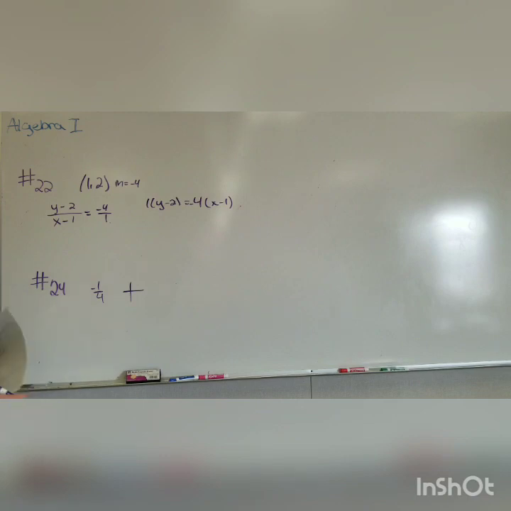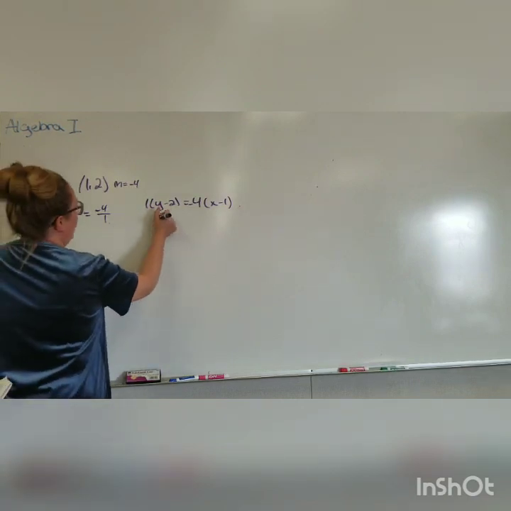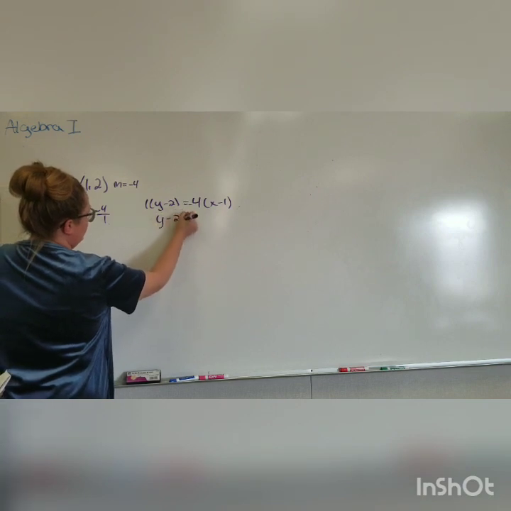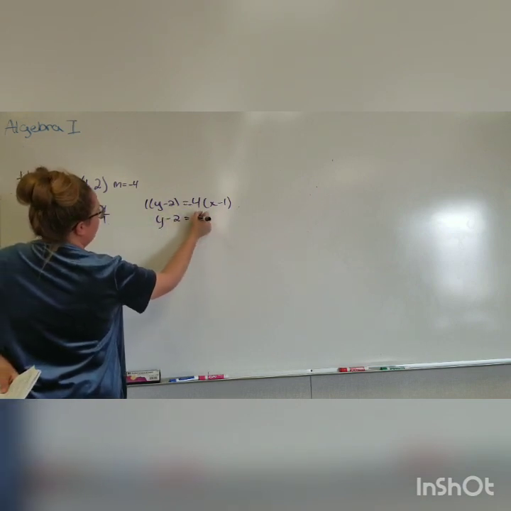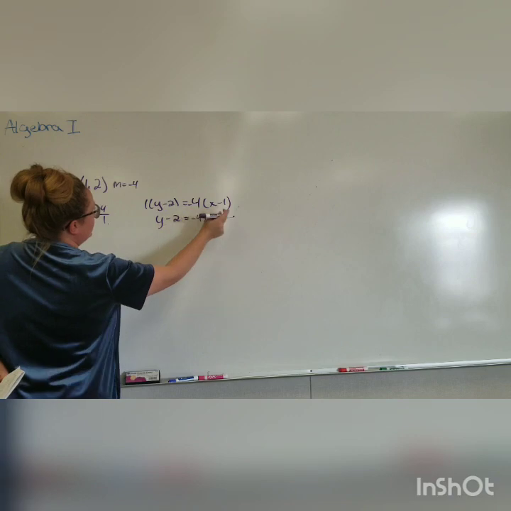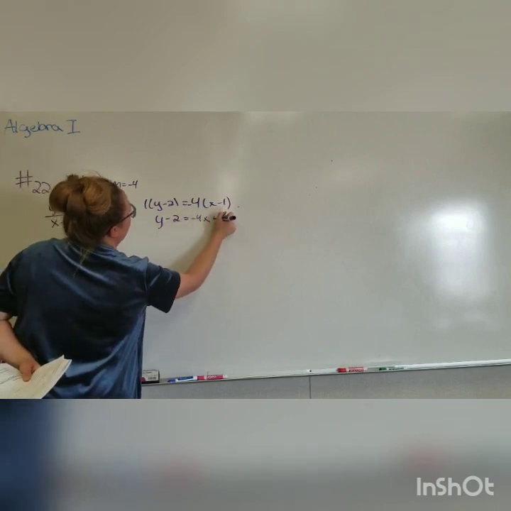All right, we're going to do our distributive property. 1 times y is y. 1 times negative 2 is negative 2. Negative 4 times x is negative 4x. And negative 4 times negative 1 is a positive 4.